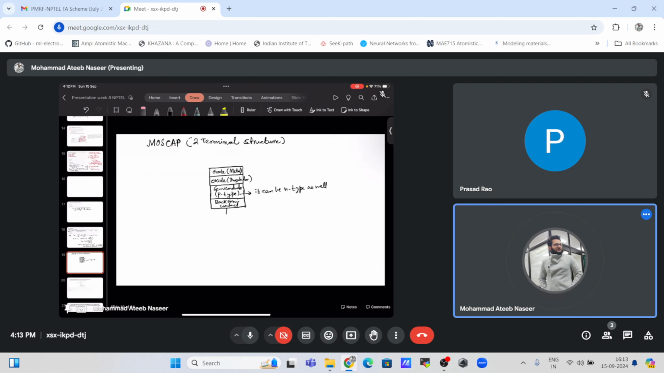So that's why we are having two terminals. This is body contact kind of a thing, which is back contact, and this is gate kind of a thing. So we are having two terminals, one is the gate and the other is the body. That's why the name two terminal. We call it MOS because it is having metal, it is having oxide, and it is having semiconductor. That is why MOS.